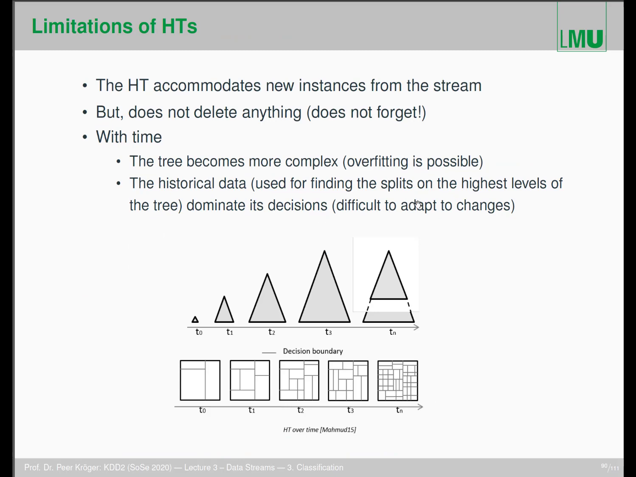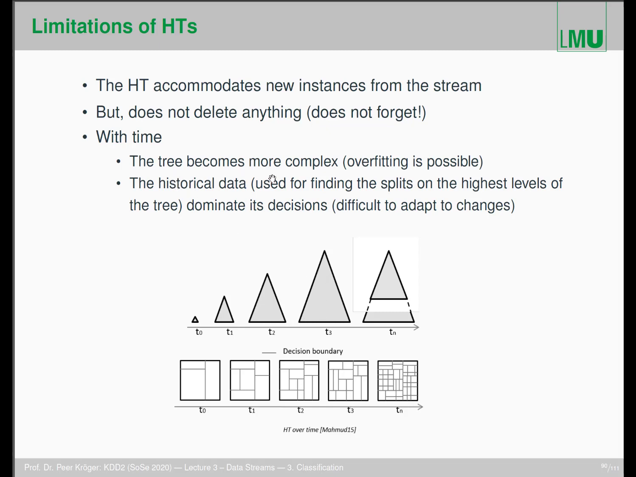The limitation of the Hoeffding trees is that they accommodate new instances from the stream, but they do not delete anything, so they don't forget. And the problem is that the tree grows with time, because only at the leaf nodes can we split the tree. At first the root of the tree is split, and then after another set of samples, enough samples came in so that the Hoeffding bound can be used. We split a leaf node, so the tree grows, but it grows from the leaves. You see here the tree grows and grows and grows.